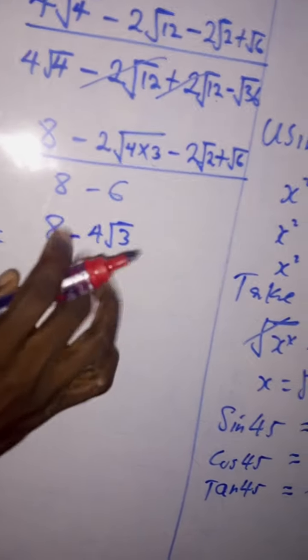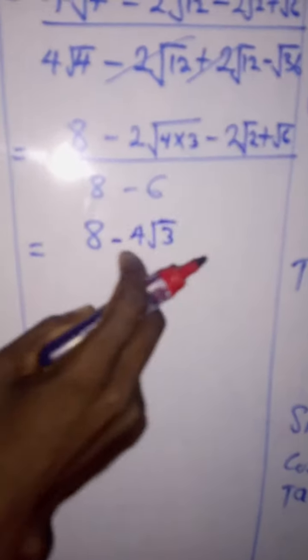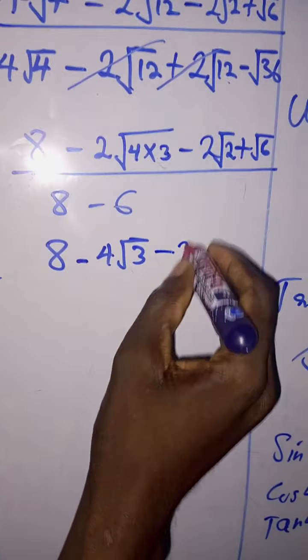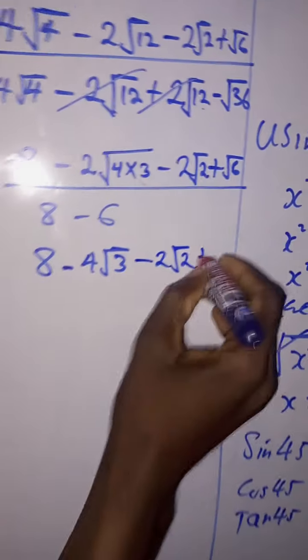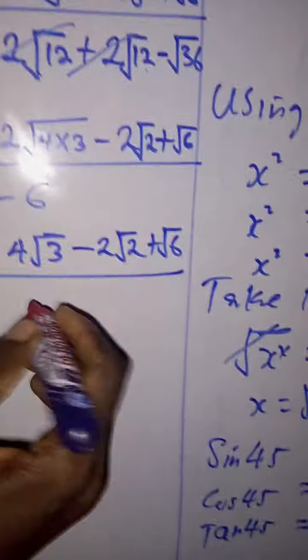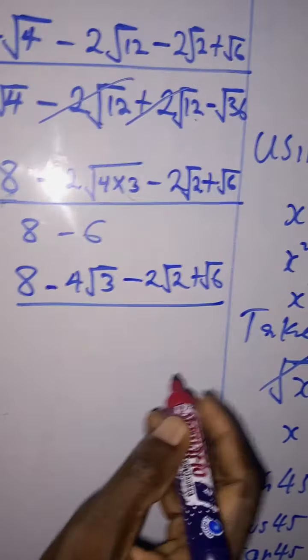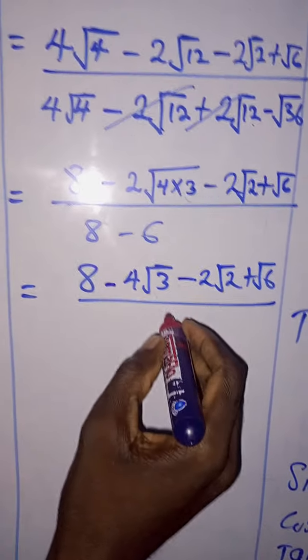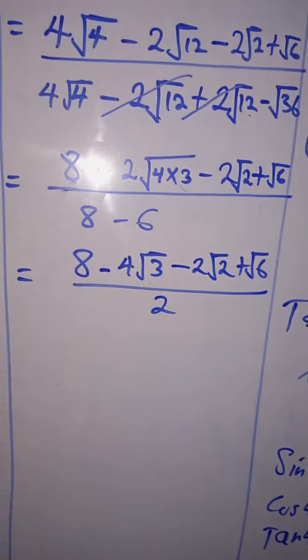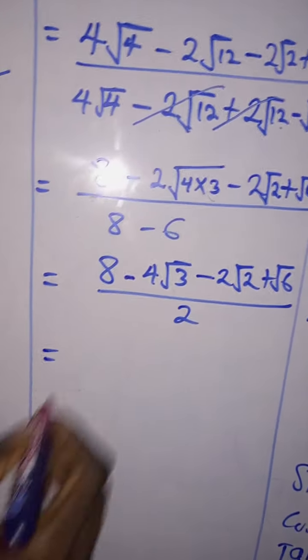So if you have not gotten this surd very well, go to the second video where we did surds for SS3. So this one now will be minus 2 root 2 plus root 6 all over. If I subtract this one, it is going to give me 2. So if you look at this very well, I can continue.